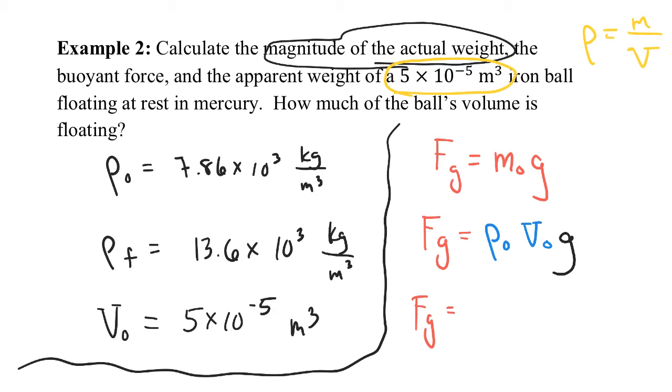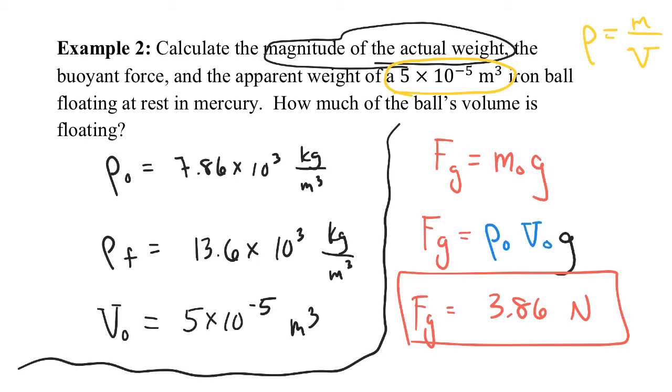Okay, but we have all those values. It's going to come out to be 3.86 newtons. It's a weight, so it's in newtons. And again, you can try it on your own on your calculator. It's got to be in scientific notation, so make sure you understand what you're doing. This times 9.81. Now, that's the first step. We've calculated the actual weight of the object. Step 1.